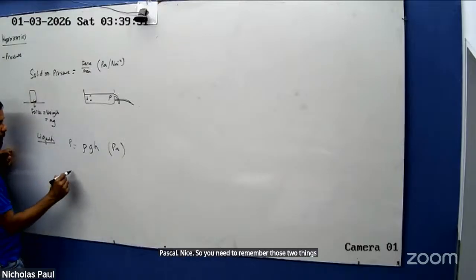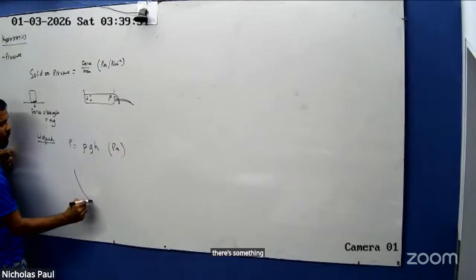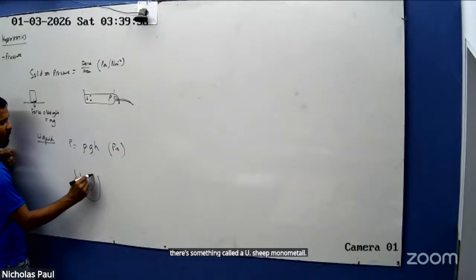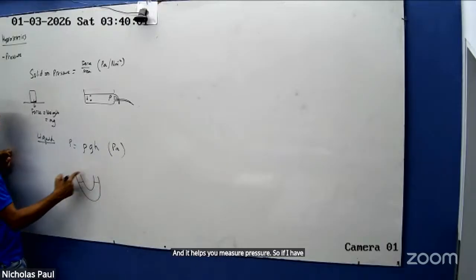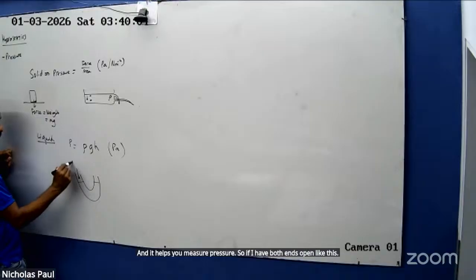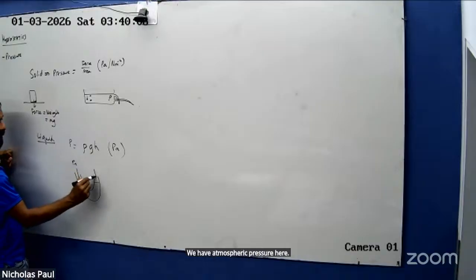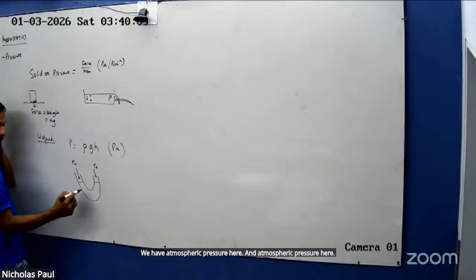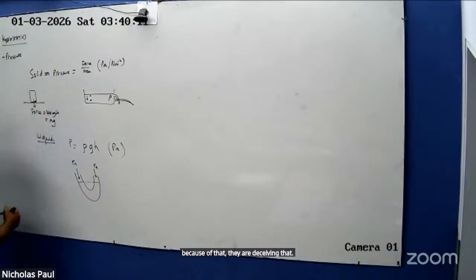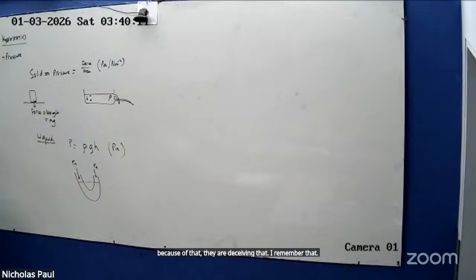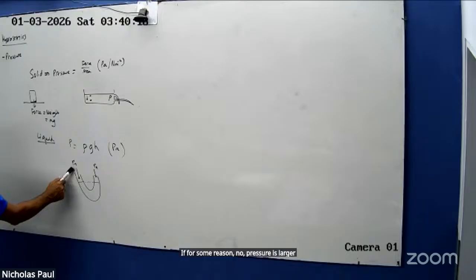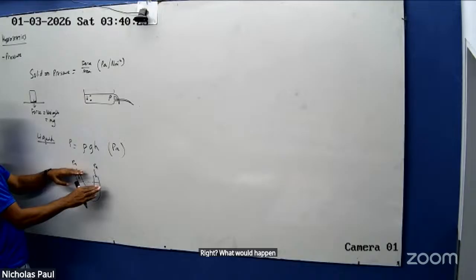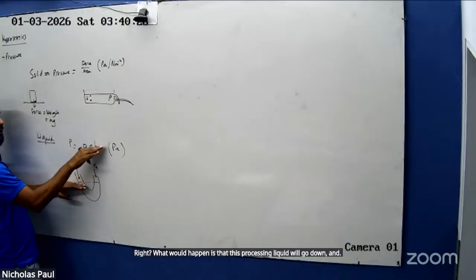While we're here, there's something called a U-shaped manometer, and it helps you measure pressure. So if I have both ends open like this, we have atmospheric pressure here and atmospheric pressure here. Because of that, they are the same depth. Remember that? At the same depth. If for some reason now the pressure is larger, so we apply a greater pressure here, right? What will happen is that this part of the liquid will go down and next part will go up.